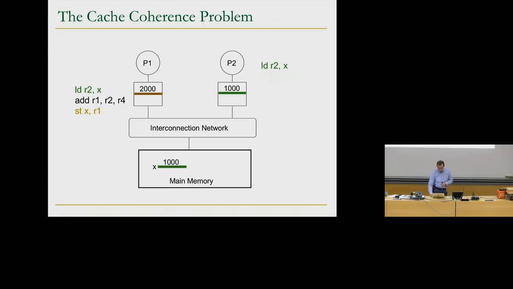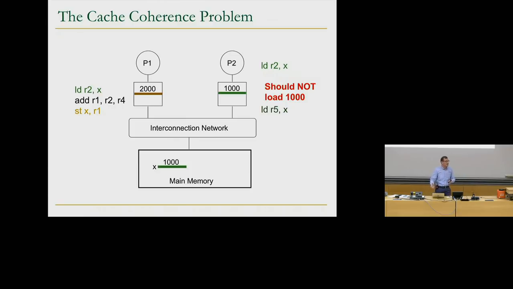But if this processor 2 now loads X again, the question is, what should it get? Well, it should not load 1,000 because now you have an inconsistent state, right? And that's the cache coherence problem, basically. Because you have multiple caches and the same data is replicated across those caches as well as main memory, you have a consistency problem. You need to make sure that data is coherent or consistent across all of the caches.